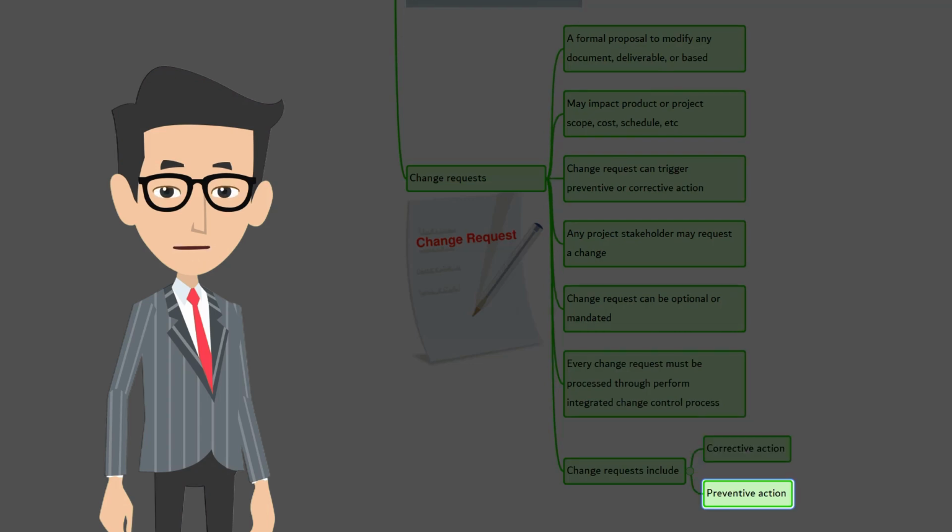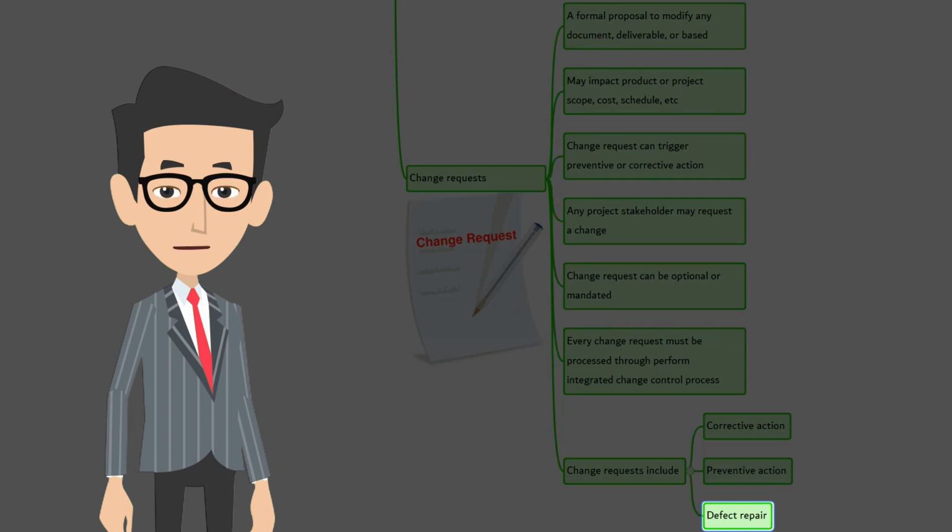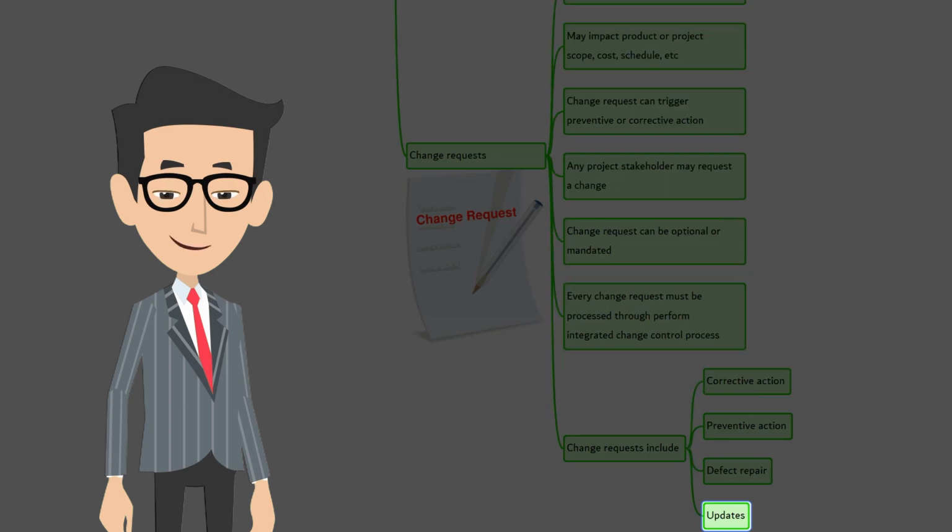Preventive action. It's an intentional activity that ensures the future performance of the project work is aligned with the project management plan. Defect repairs. It's an intentional activity to modify a non-conforming product or product component. Updates. Updates are the changes in the documents that are controlled formally, such as project documents, plans, etc., to reflect modified or additional ideas or content.